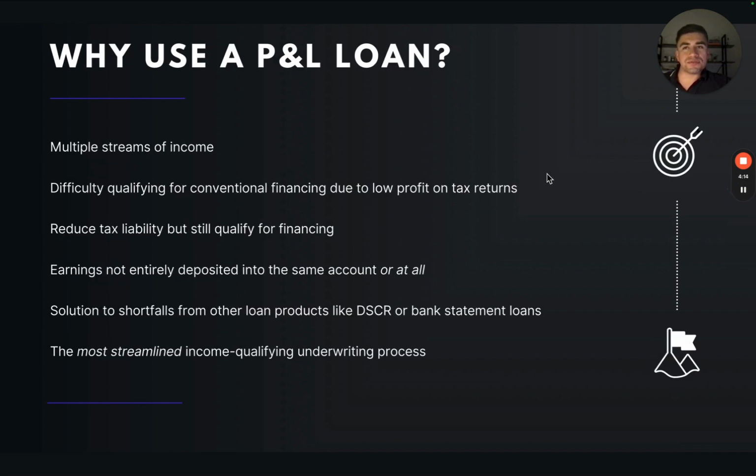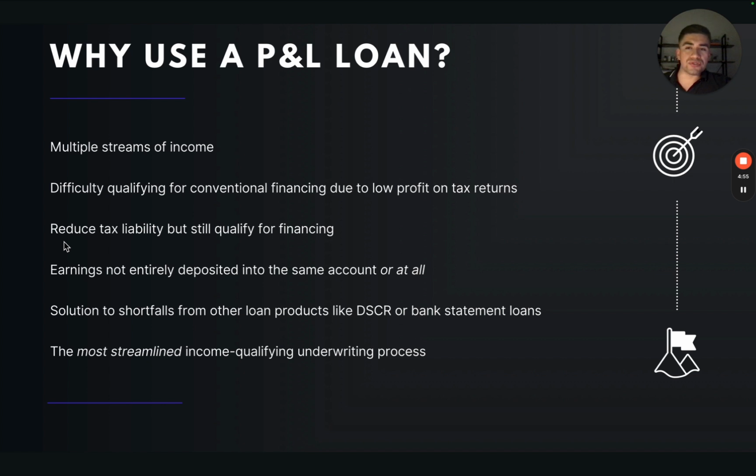So what are the advantages of using a P&L loan, and why would you use it, right? So in this case, just a bunch of bullet points here, but if you have multiple streams of income, right? Maybe your business does have different streams, and it's really hard to document all those different sources of revenue. That would be definitely a good use case for the P&L loan, since the income is consolidated on one source, the P&L. Again, kind of tying into the first point here, if you had difficulty qualifying for conventional financing due to low profit on your taxes, this would be a great option, again, because there's no tax returns.